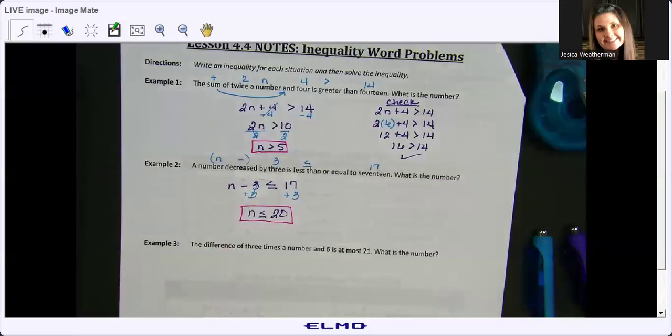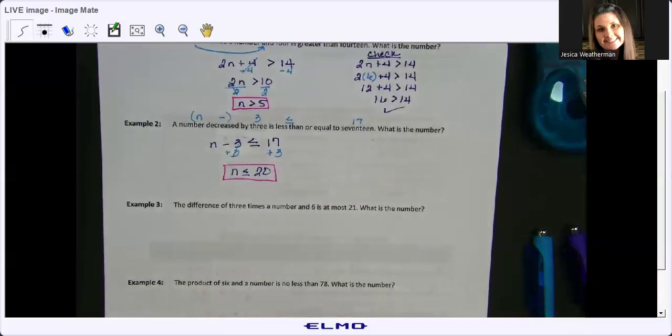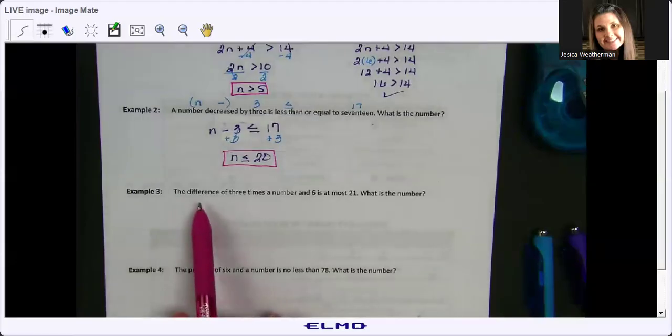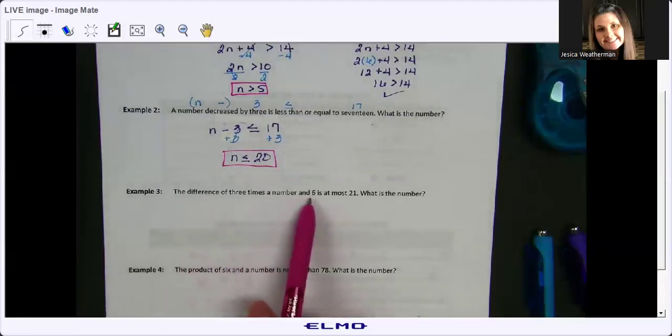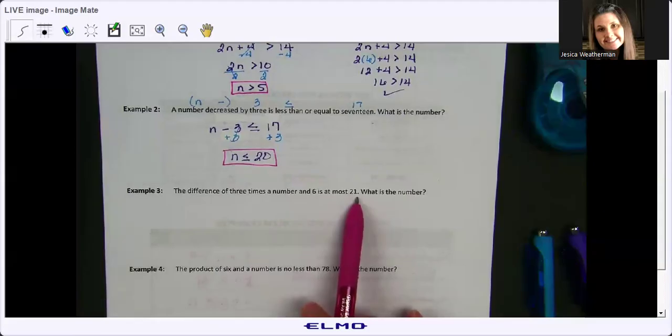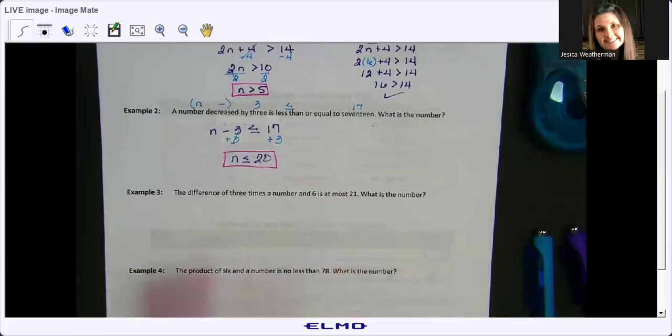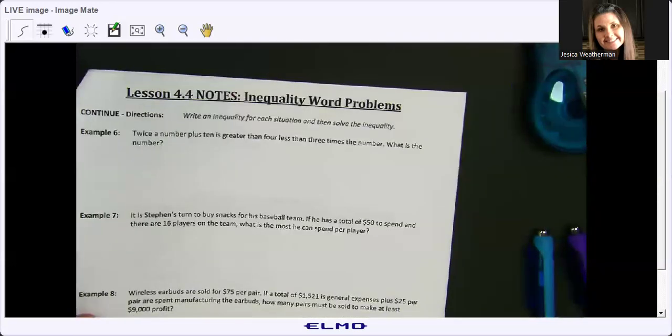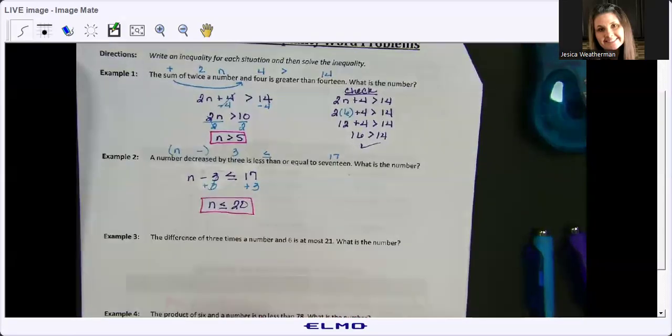Look at numbers 3 and 4. Number 3 says the difference of 3 times the number and 6 is at most 21. Do you think you could come up with the inequality on your own? I see some shaking of the heads. Okay, so let's do this one. If you're getting the concept and you want to move on, you may do so. If you get stuck, because that one's a little bit more challenging, then you can work on your homework until we're done with this part.